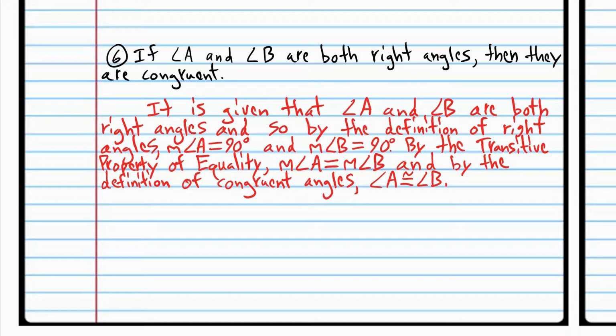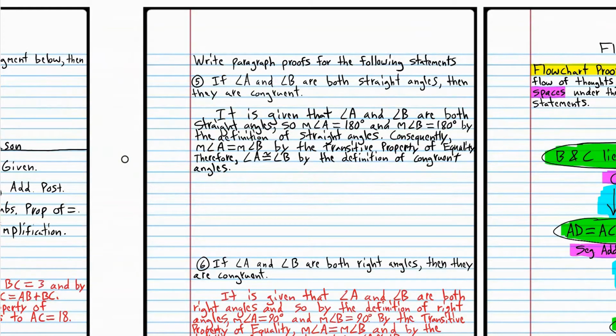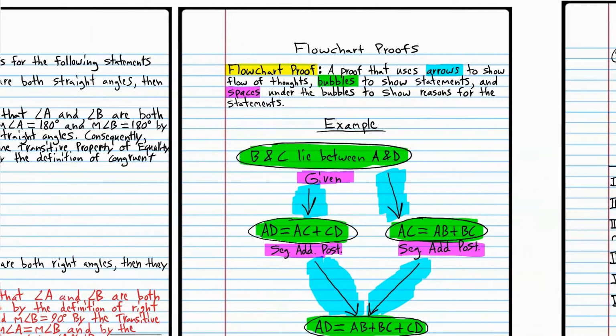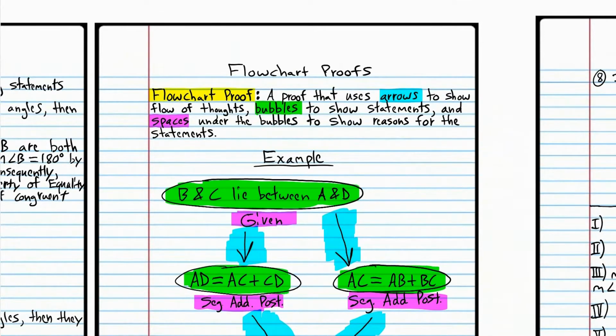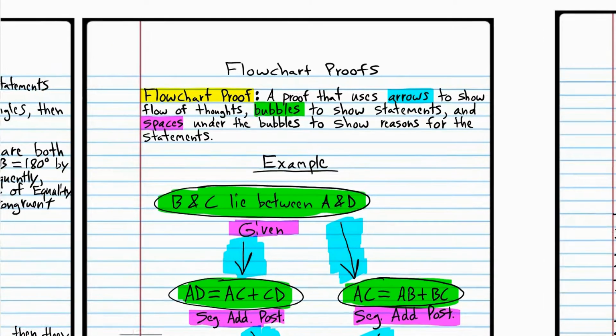And when you're done, we'll go on to the next problem. All right, now we're going to do flowchart proofs. Again, paragraph proofs are pretty easy. There's not really much to it.